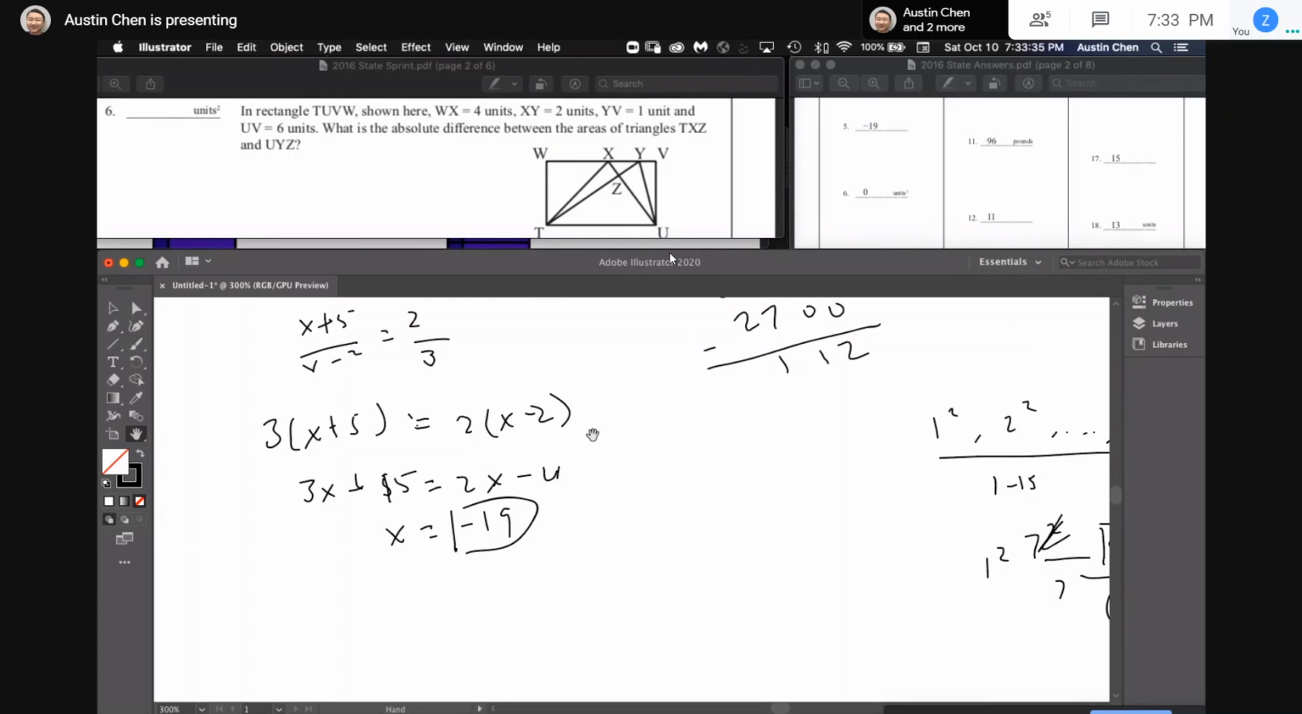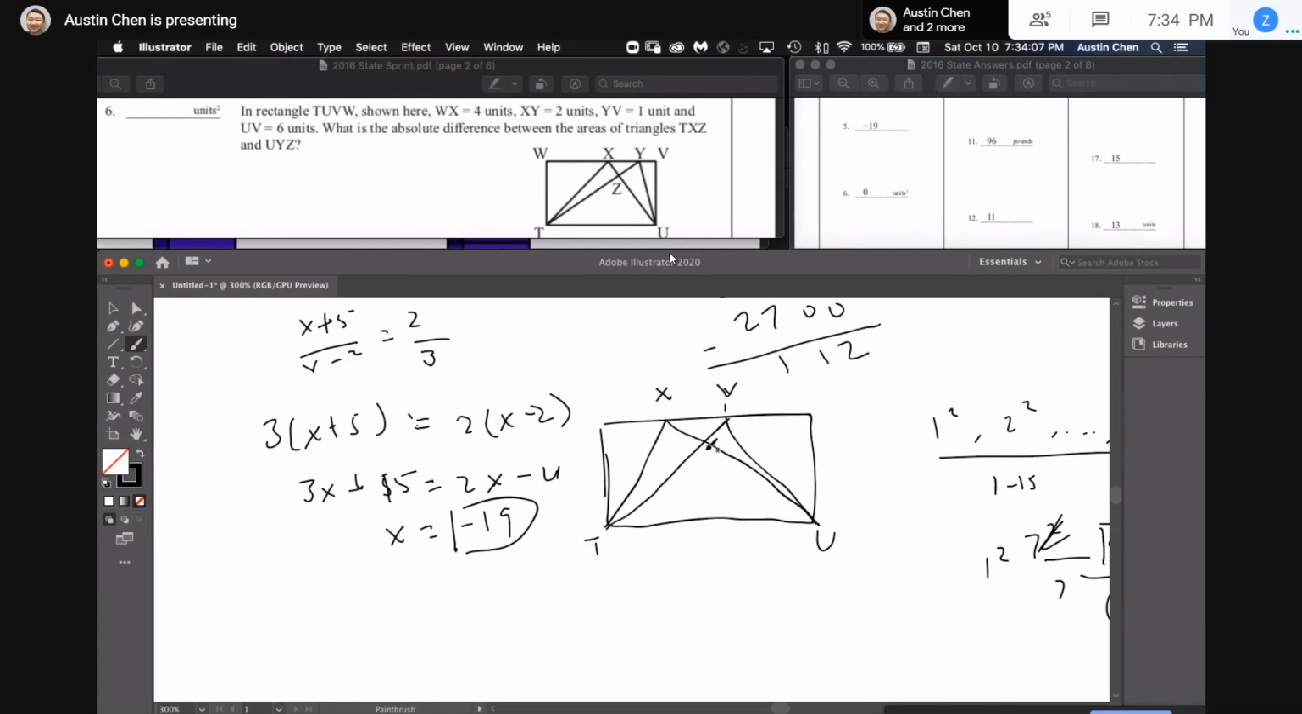Let me write it out a little bit more. What Bill is saying here is that we have the triangle TXU shown here and another triangle TYU right here. These triangles have the same area. Why? Because they share the exact same base and they also have the same height, which is just the width of the rectangle. So these have the same area.